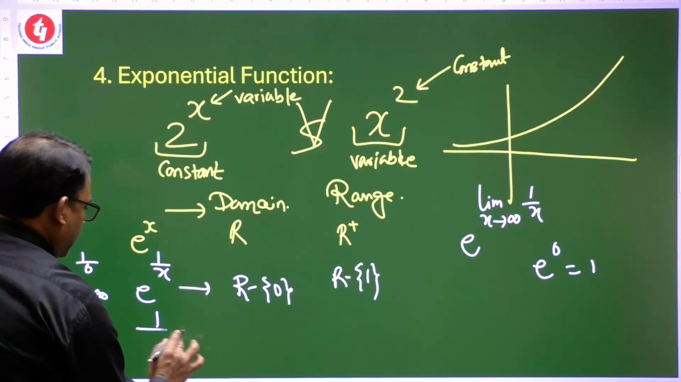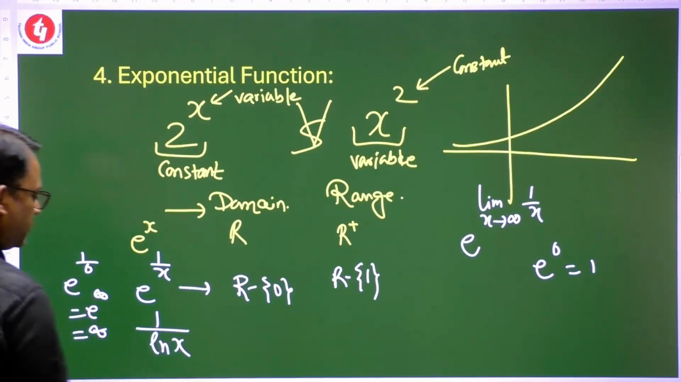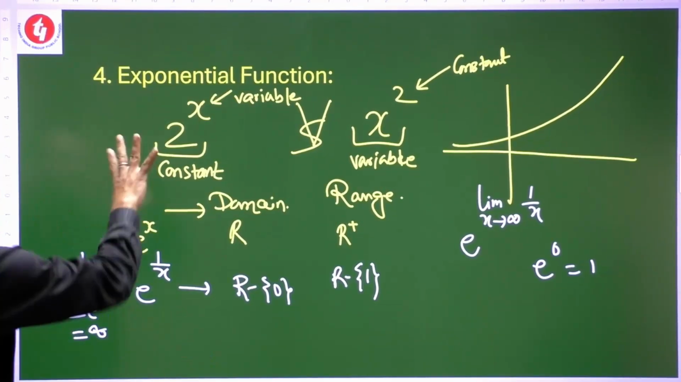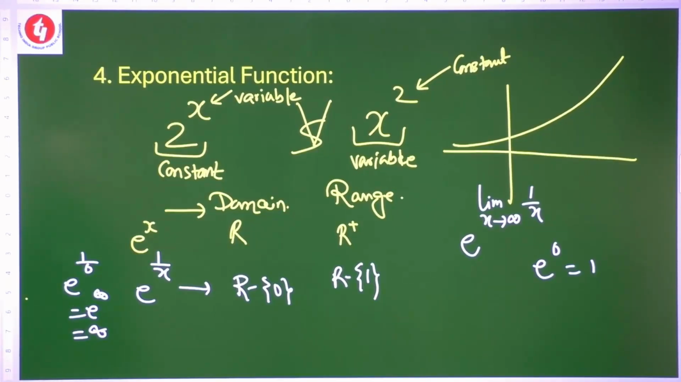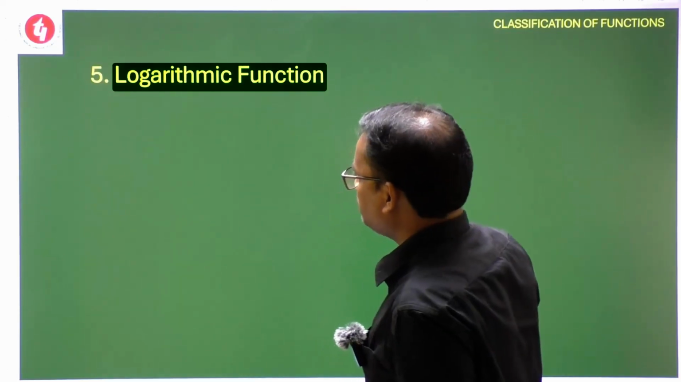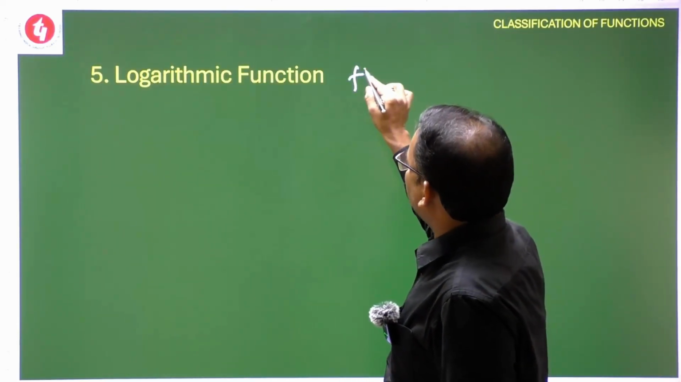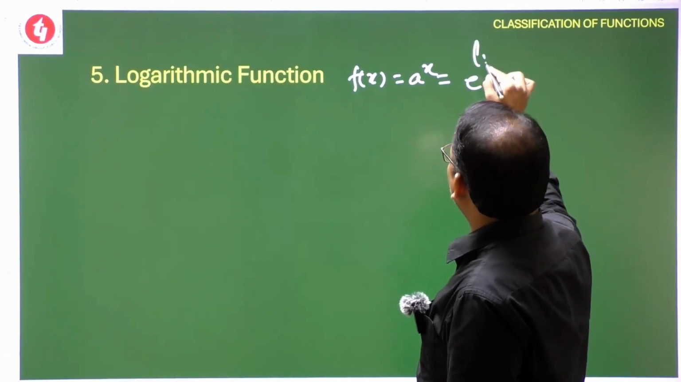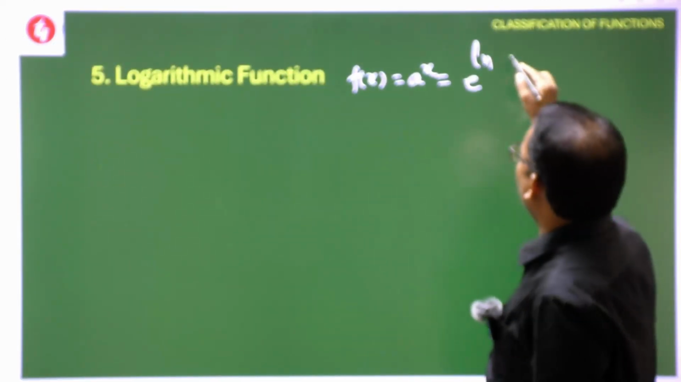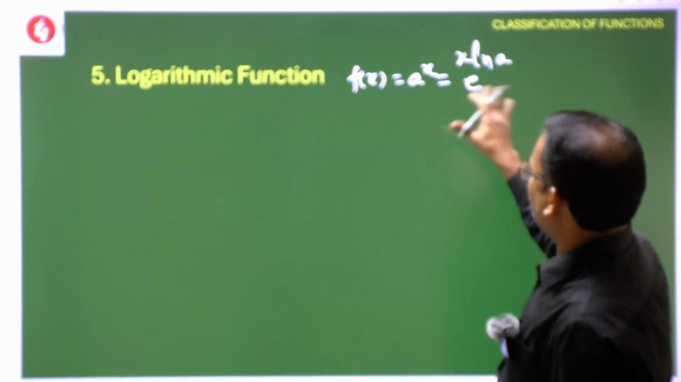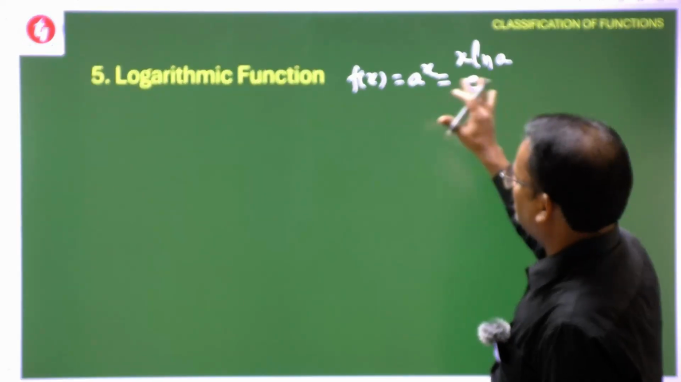Now I am taking another function, 1 by ln x. A logarithmic function, if you take it, then what will happen? Acha, we define the logarithmic function in the next slide. So this is the exponential function and its important domain and range. Coming to the logarithmic function, suppose your function f(x) is a power x. It can be written as e to the power x ln a. So from here you can represent the logarithmic functions.